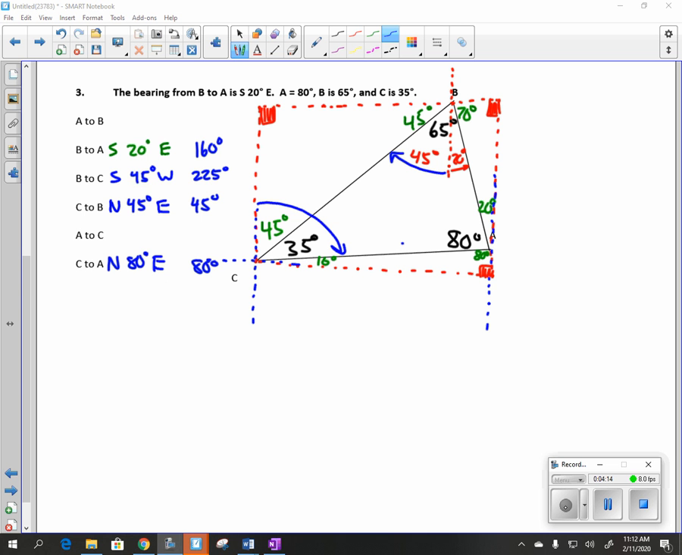So now I'm at A. General direction A to B. Northwest. How many degrees to the west of north? 20. Is that 20 past 0 or 20 back of 360? This will be 340.